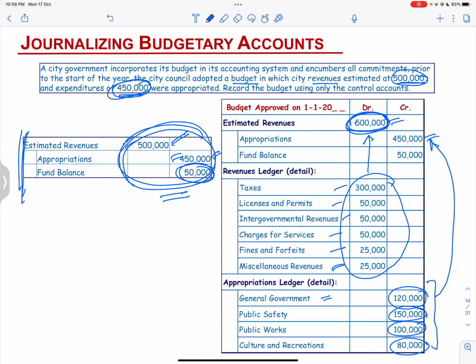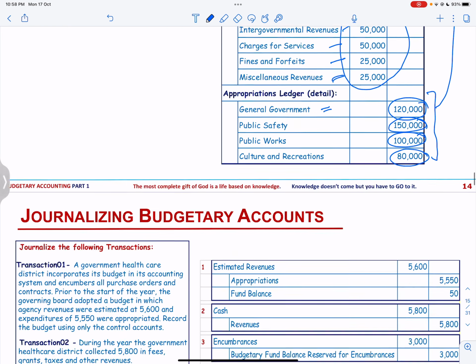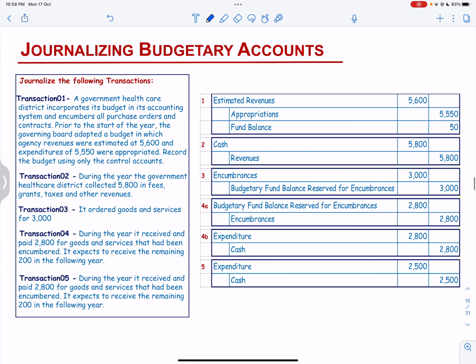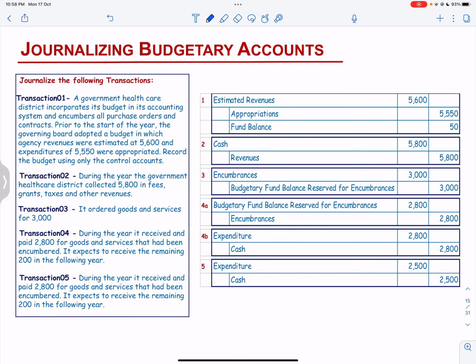Next, let us look into some general entries on budgetary accounting. Okay, so we have taken 5 different transactions. A government healthcare district incorporates its budget in its accounting system and encumbers all purchase orders and contracts. Prior to the start of the year, the government board adopted a budget in which agency revenues were estimated to be 5,600 and the expenditures are 5,550. They were appropriated. Record the budget using only the control accounts.